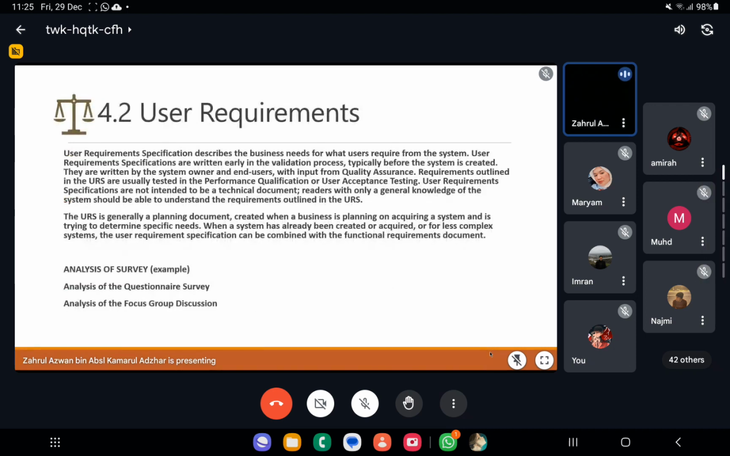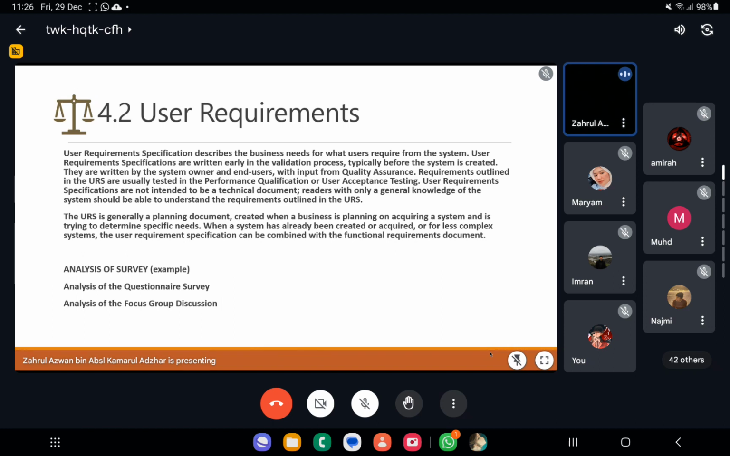Okay, so the user requirement will describe the business need for what the user requires from the system. URS are written early in the validation process, typically before the system is created. They are written by the system owner and end users with input from quality assurance. Requirements outlined in the URS are usually tested in a performance qualification or user acceptance testing. Okay, URS are not intended to be a technical document. A reader with only general knowledge of the system should be able to understand the requirements outlined in the URS.